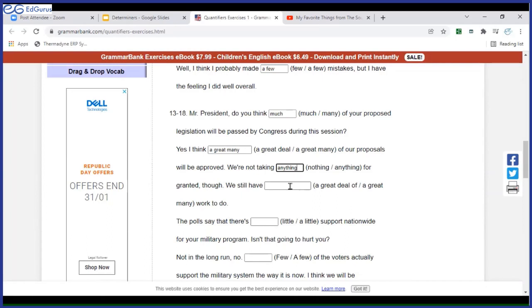We are not taking anything for granted, though we still have dash work to do.